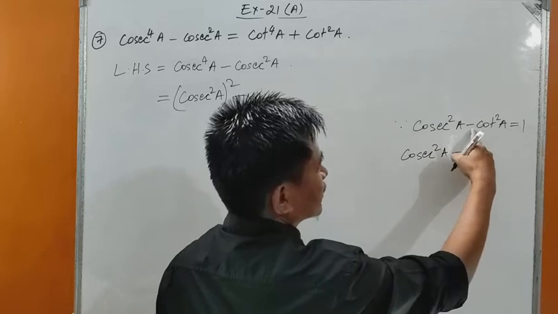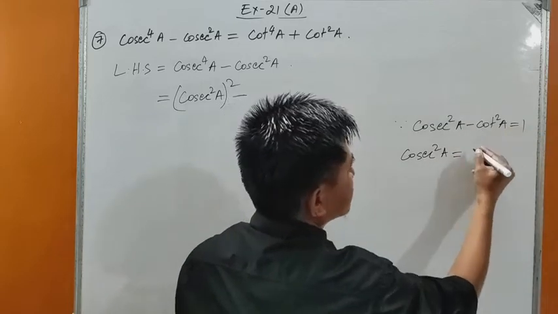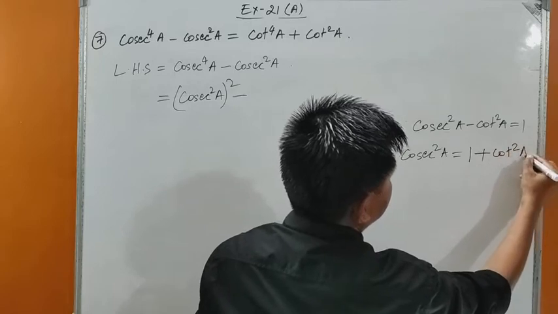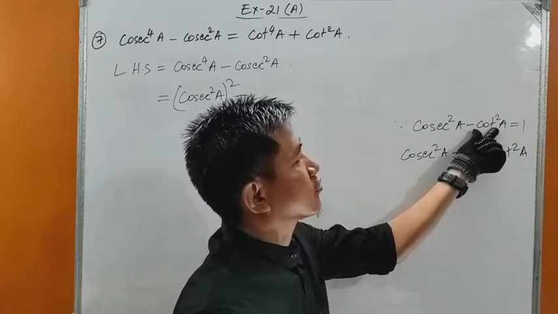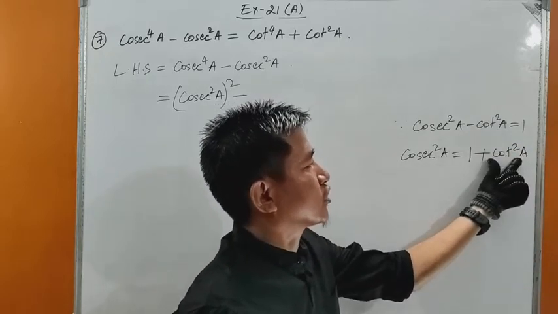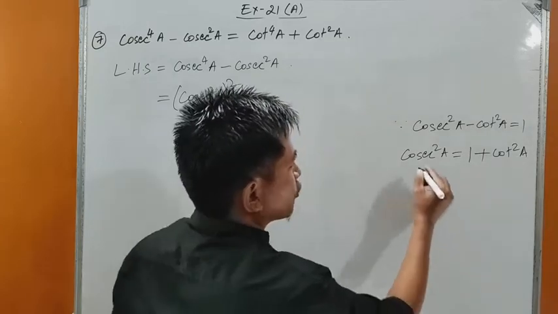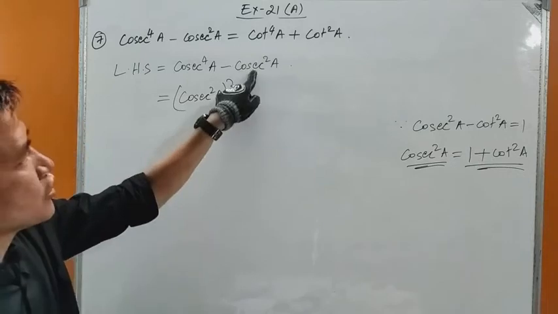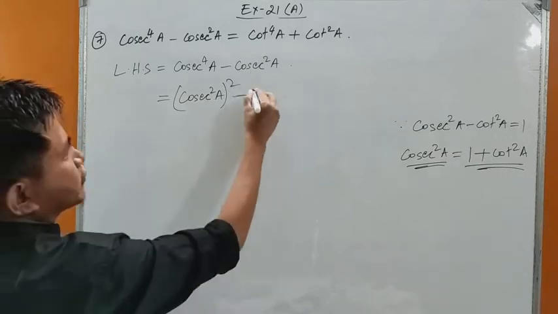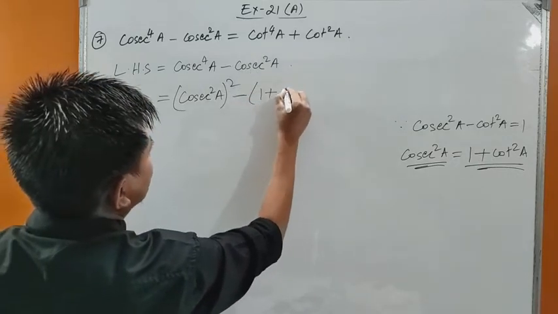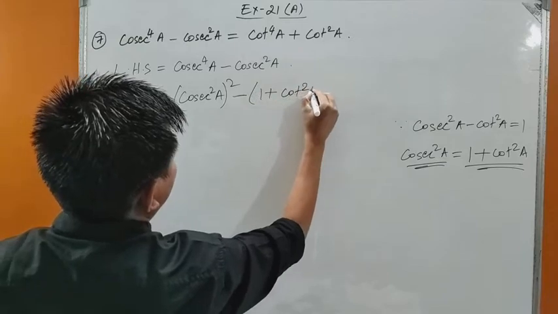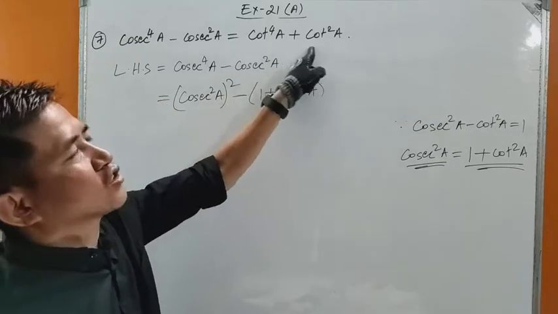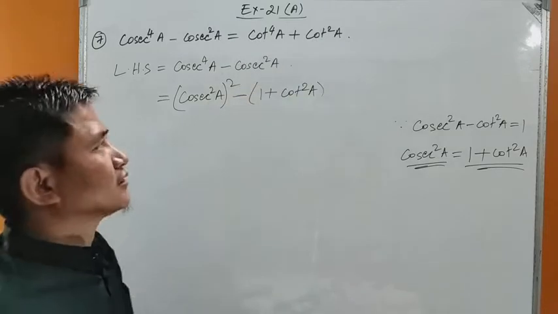equals to, let us take this minus cot square a to the right hand side, 1 plus cot square a, isn't it? This minus cot square a becomes 1 plus cot square a. So cosec square a can be written as 1 plus cot square a. Instead of this cosec square a, I am going to write 1 plus cot square a.